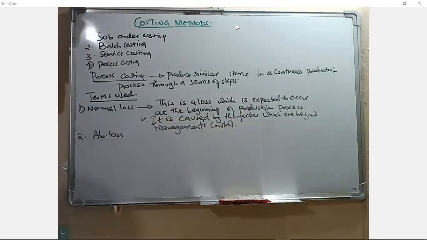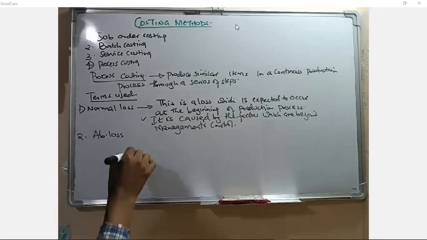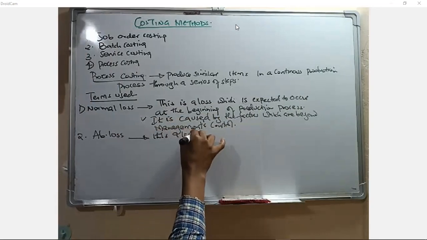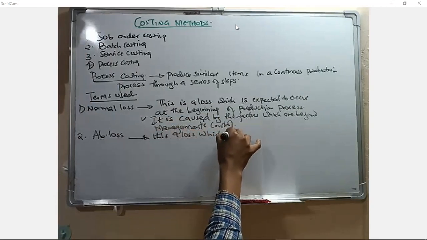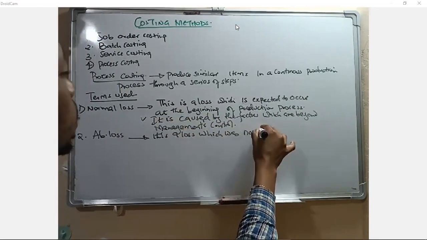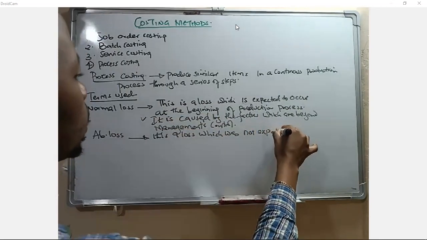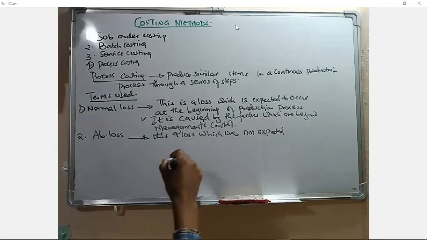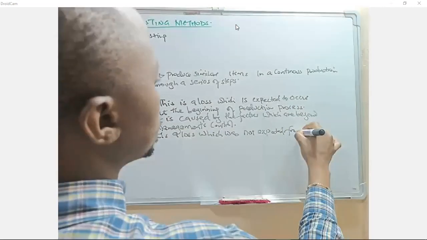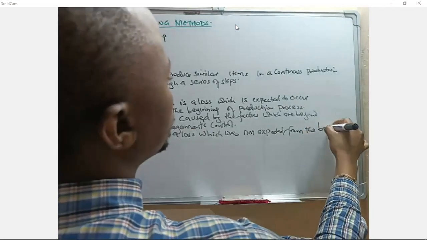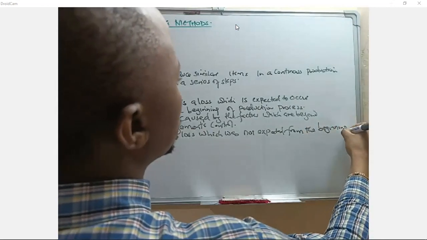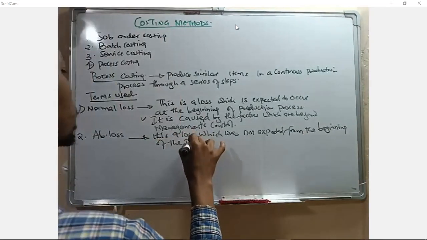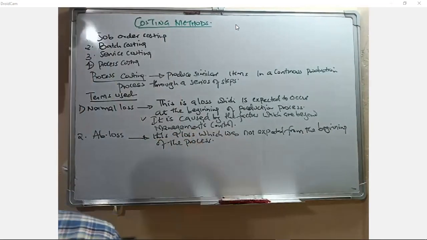Number two, we discuss abnormal loss. Abnormal loss is the loss which was not expected to occur from the beginning of the process.